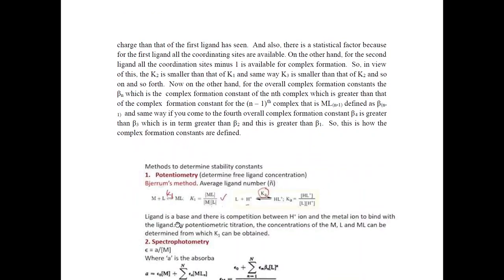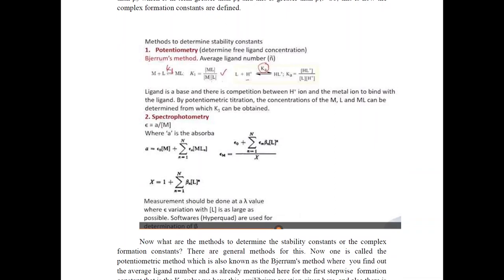Now going further, he taught about methods to determine the stability constants. The first one is potentiometry, which determines the free ligand concentration, which is the Jerome method, average ligand number. This is M plus L giving ML, where K1 equals ML over M times L. The ligand is a base, and there is competition between the H+ ion and the metal ion to bind with the ligand. By potentiometric titration, the concentrations of M, L, and ML can be determined, from which K1 can be obtained.